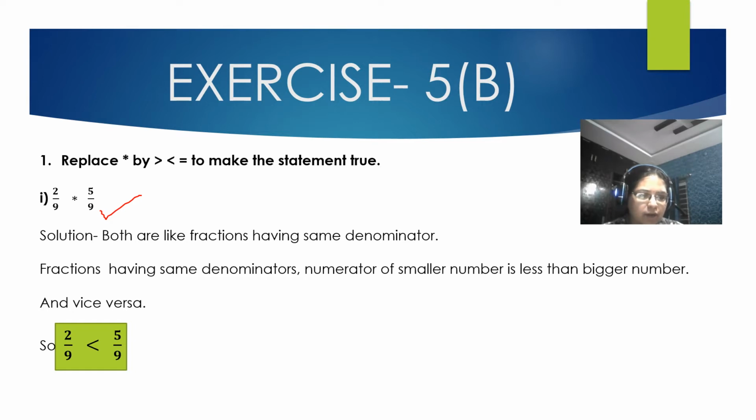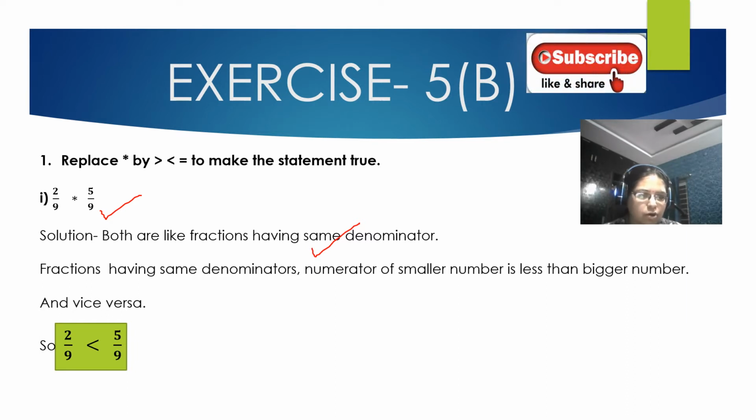2 divided by 9 and 5 divided by 9 both have same denominators, that is 9. So both are like fractions having same denominators, 9. In fractions having same denominators, the numerator of the smaller number is always less than the numerator of the bigger number, and the numerator of the bigger number is always greater than the numerator of the smaller number. So here, in 2 divided by 9 and 5 divided by 9, numerator 2 is less than numerator 5.